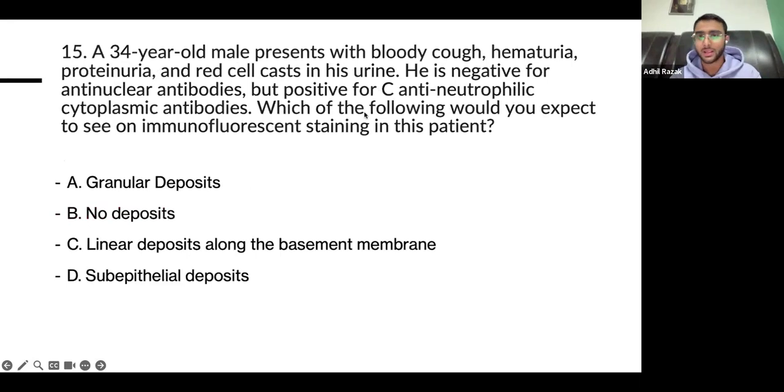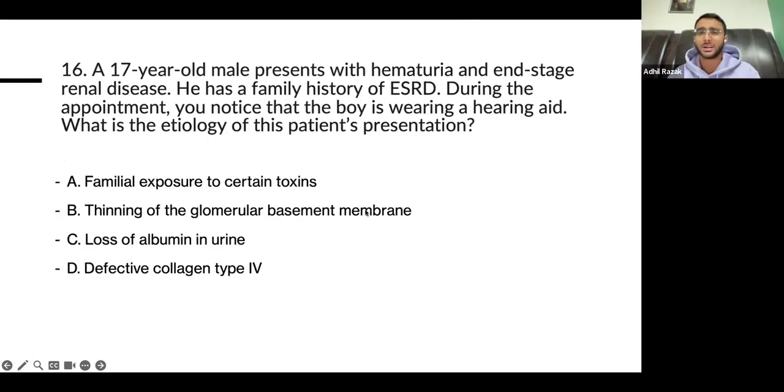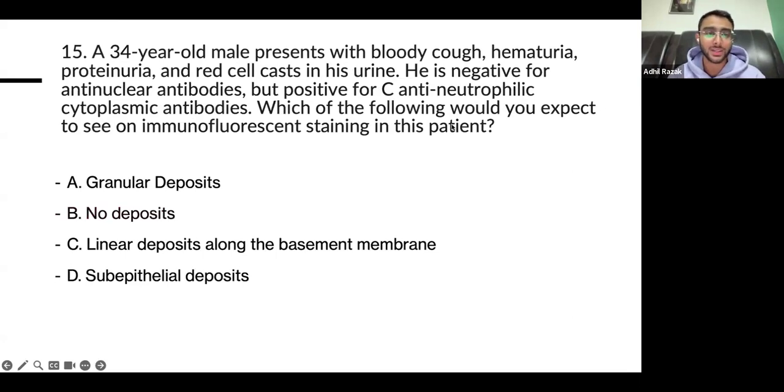Oops. Oh, well, spoilers, I guess. It is B. There is no deposit seen in C ANCA conditions. I honestly cannot remember the vasculitis, but this patient has a vasculitis, and he also has kidney involvement. He is C ANCA positive, and you don't expect to see any deposits. Yes, it's Wegener's. So with C ANCA positive, you don't expect to see deposits, whatever it might be.